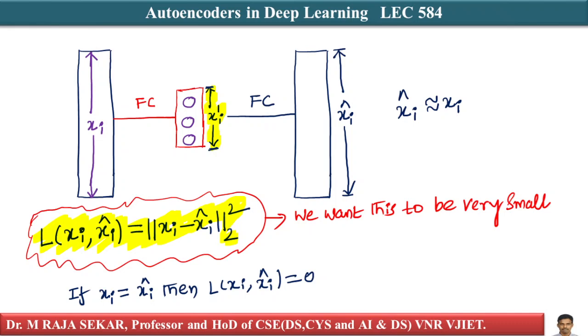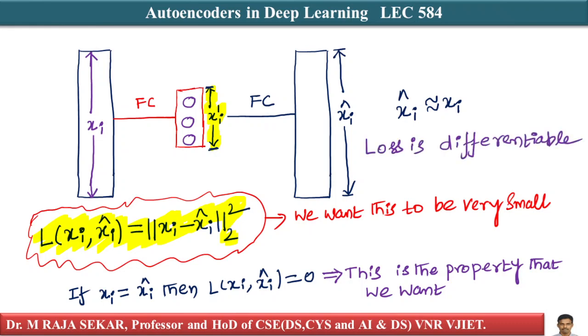What does L equal 0 mean? This is the property that we want, isn't it? The ideal output, we want the loss to be 0. So you can think of this as a distance loss. Now I have the loss. Remember, this loss is differentiable. This is a simple neural network with the input layer, one hidden layer, and one output layer.